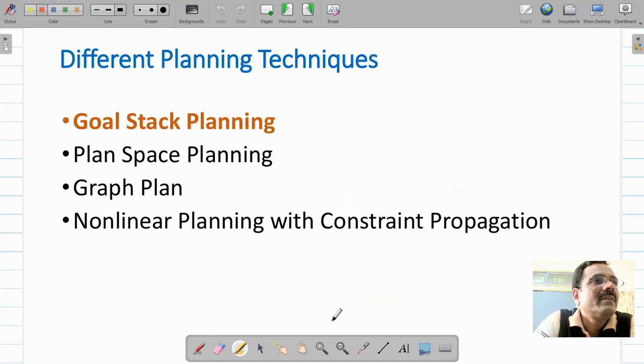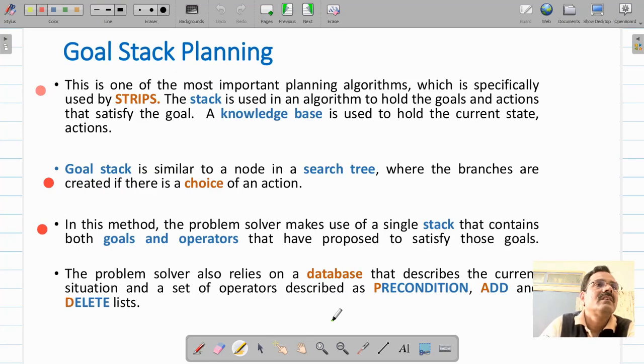So goal stack planning was one of the earliest techniques, and that is used in a system called STRIPS. This STRIPS system uses a stack along with a knowledge base, and that goal stack was used to store operators as well as goals. Then there was a database. That is called the knowledge base.